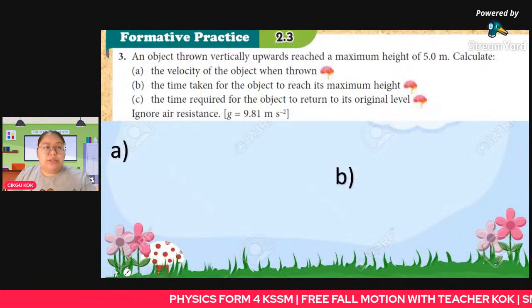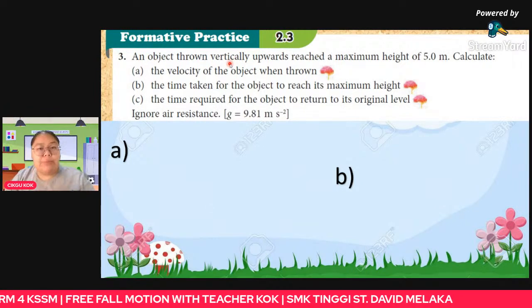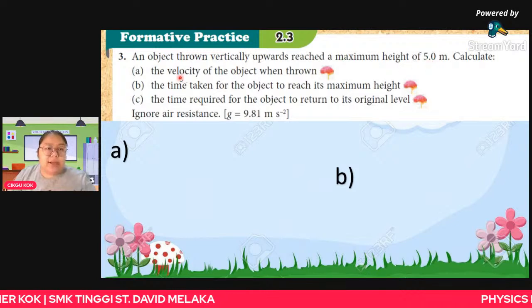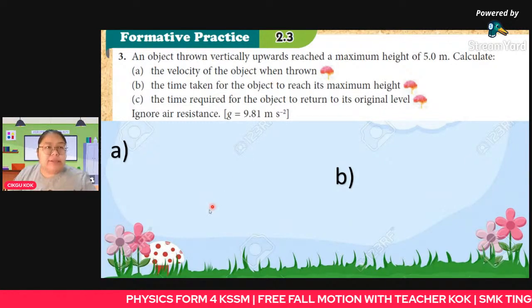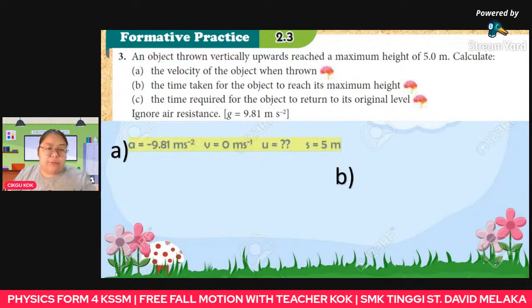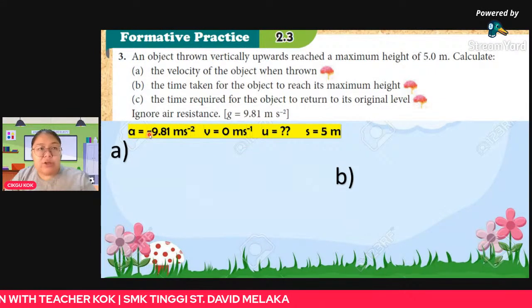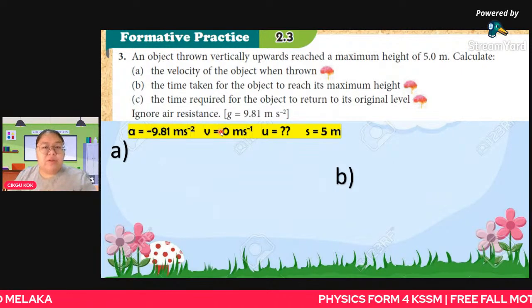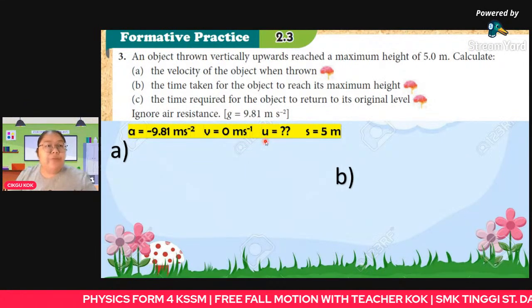Okay, then we go to number 3. An object is thrown vertically up to a maximum height of 5 meters. The question asks about the velocity of the object when thrown, which means the initial velocity. When something is thrown upwards, the acceleration a becomes negative 9.81 because it is opposite to the direction of gravity. V becomes 0 because at maximum height your velocity should be 0, as you cannot move up anymore.